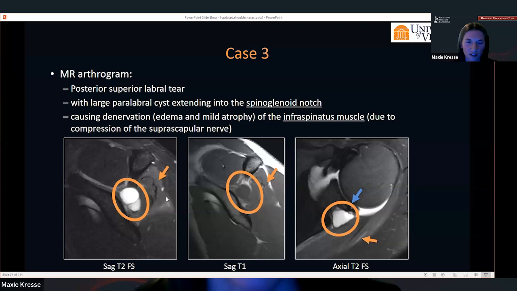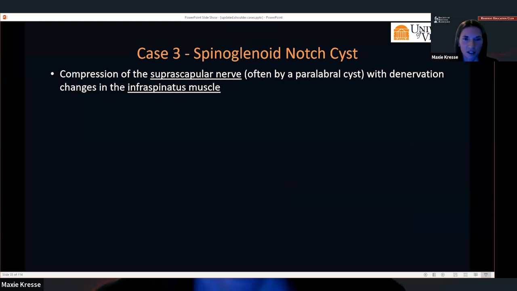And then we have denervation of the infraspinatus muscle. This is edema in the infraspinatus muscle and mild atrophy, and this is due to compression of the suprascapular nerve. These are pretty popular questions about which nerve, which muscle, which notch. So this is the spinoglenoid notch, infraspinatus muscle, suprascapular nerve. These are most often paralabral cysts.